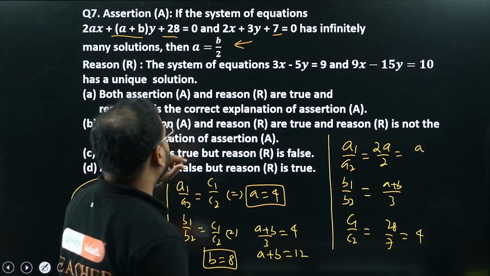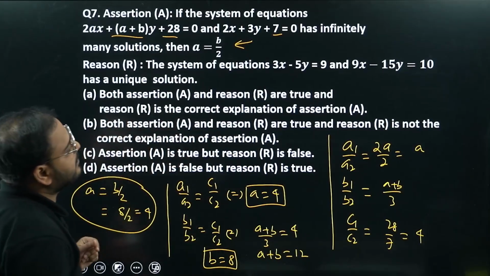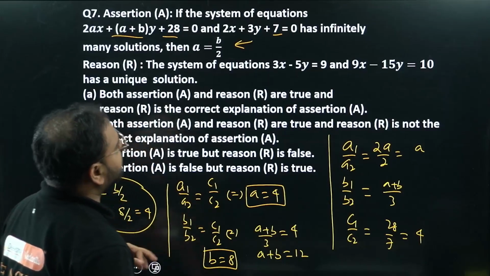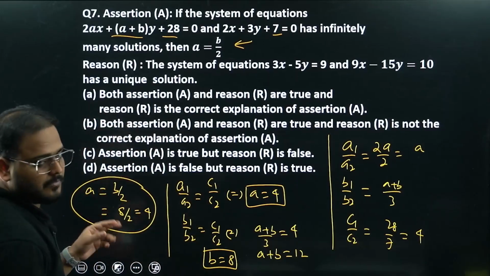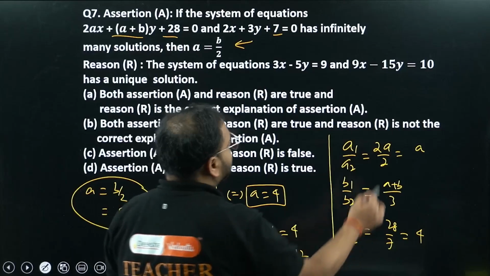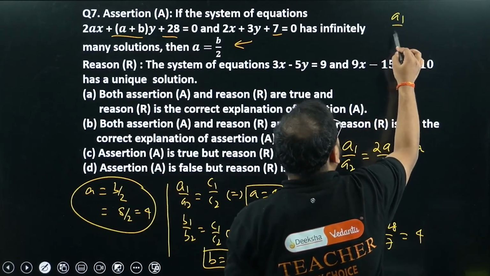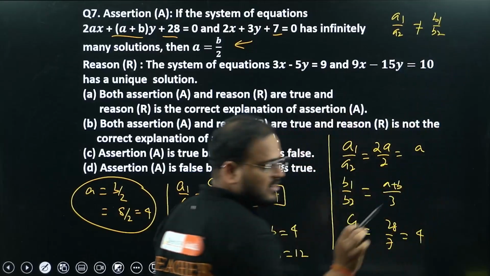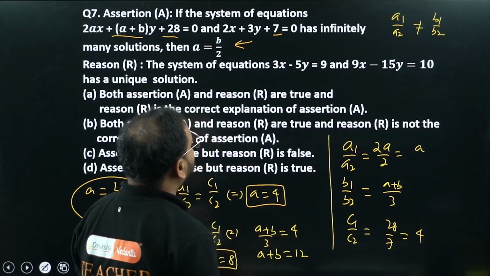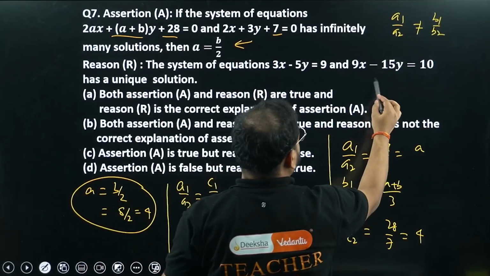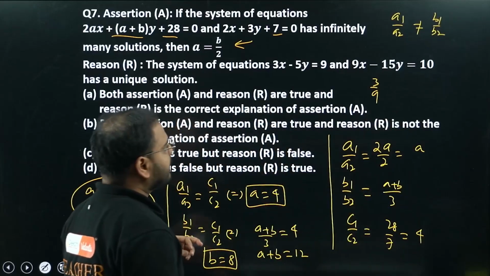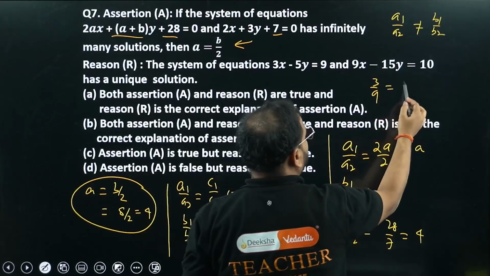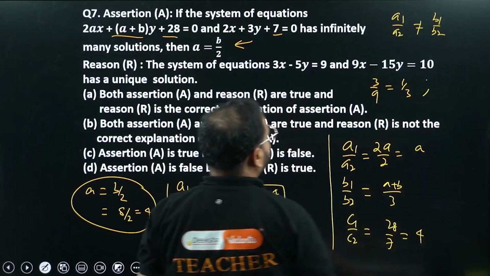Now the reason we'll check. The system of equations 3x minus 5y equals 9 and 9x minus 15y equals 10 has a unique solution. Unique solution means what? This condition has to be true: a1 by a2 should not be equal to b1 by b2. This is the condition for unique solution. Please check a1 by a2. So 3 by 9. How much is that? 1 by 3. Check the other one.